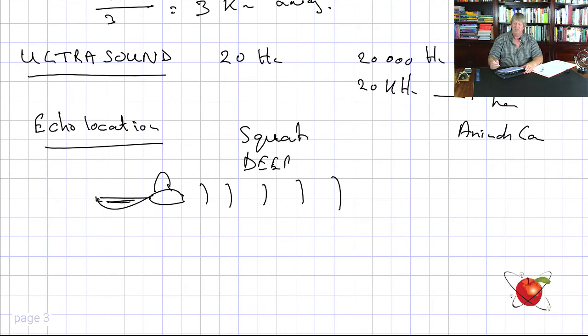A little squeak signal goes out. If there's a moth over here, that thing hits the moth and bounces back. So the bat now says, aha, he can work out where it came from. It bounced back from there to him. He turns and he knows how far away it is. Obviously the moth is moving as well. The bat homes in on the moth.